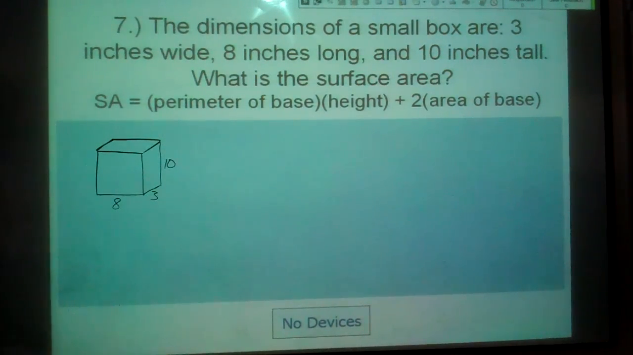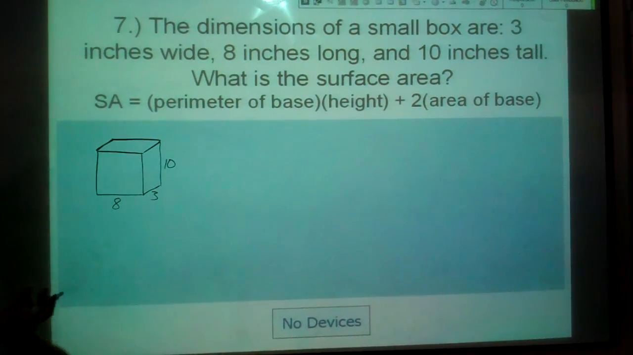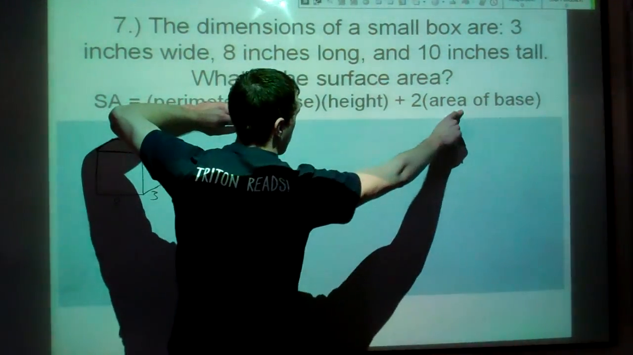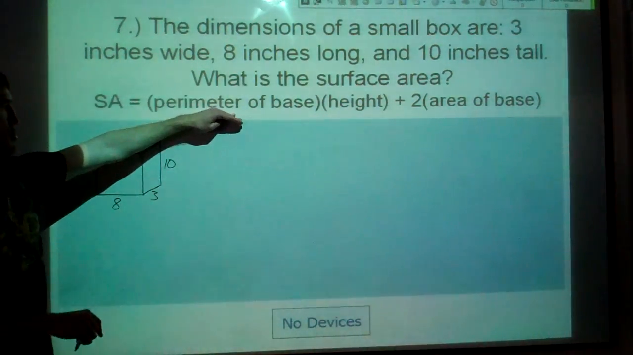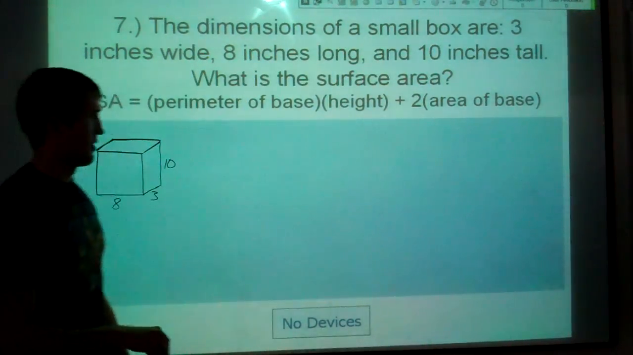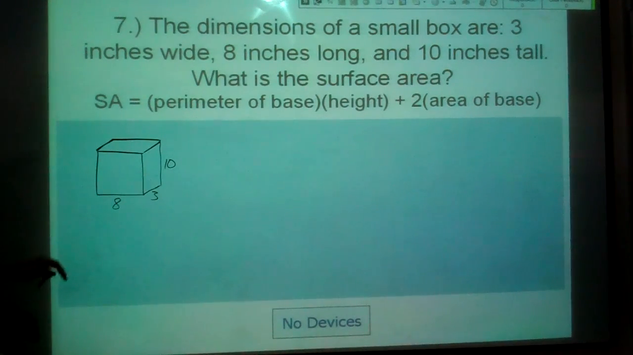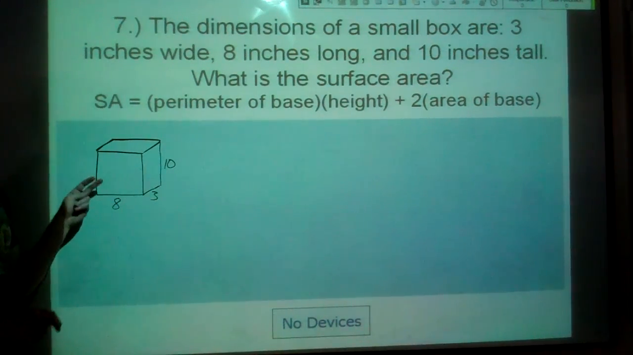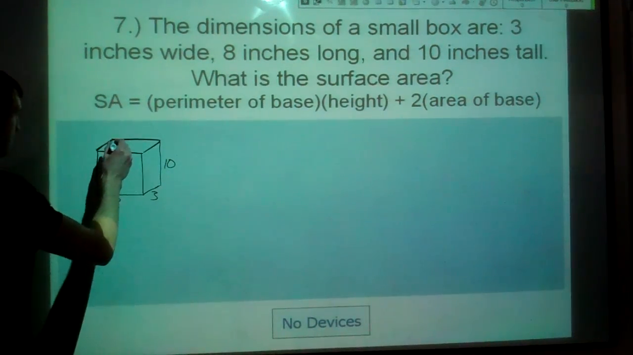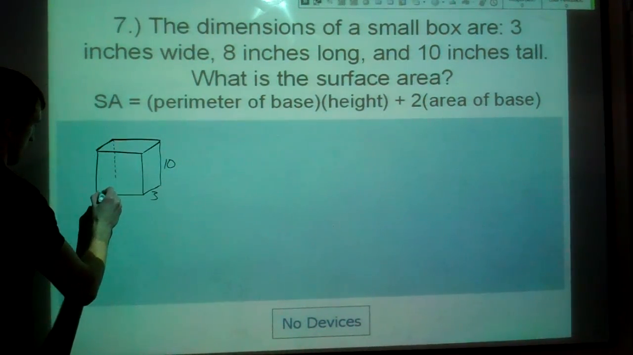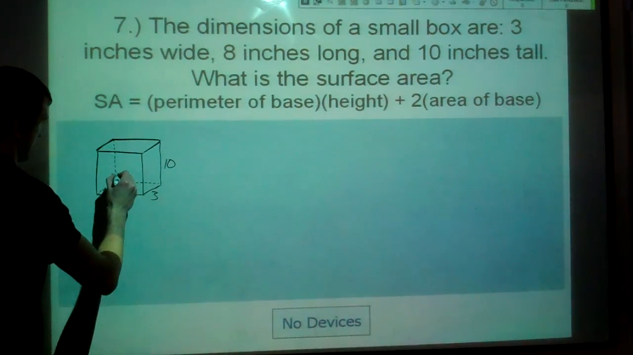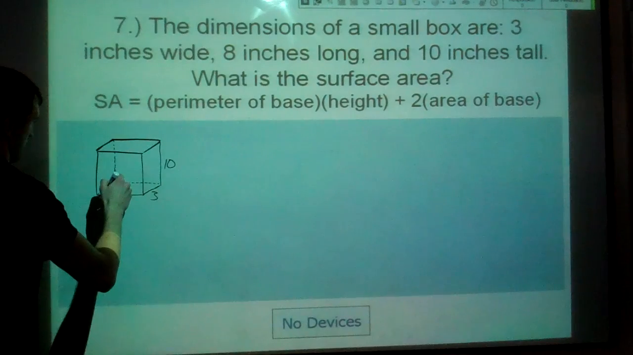Okay, so 8, 3, 10. Alright, so this whole problem comes off of what the base is. Because we need the perimeter of the base and we need the area of the base. We're going to multiply perimeter of the base times height plus 2 times the area of the base. Otherwise we have to find the area of each rectangle in this box and add them all up, and that wastes a lot of time.